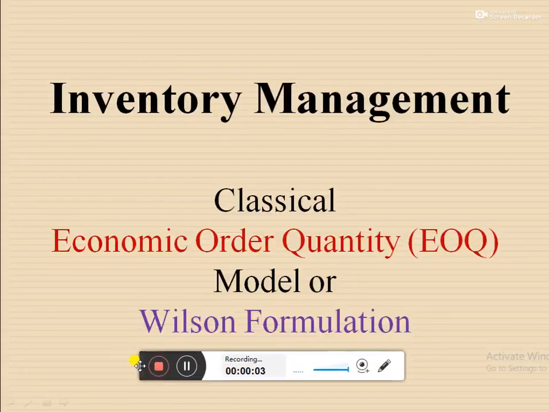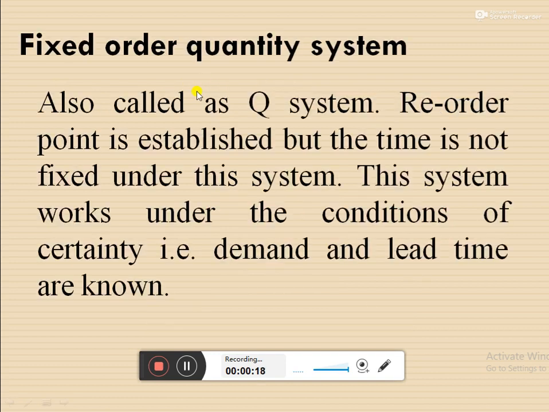Hello my dear students, in this video we would discuss some special cases or some basic terms that are used in classical economic order quantity model or Wilson formulation model of inventory management. In previous videos we have discussed that there are basically two systems of inventory management. One of them is fixed order quantity system and another one is periodic review system. So in this video we would discuss about fixed order quantity system.